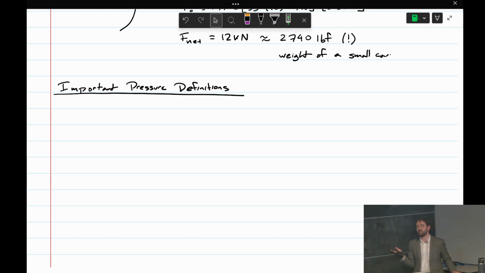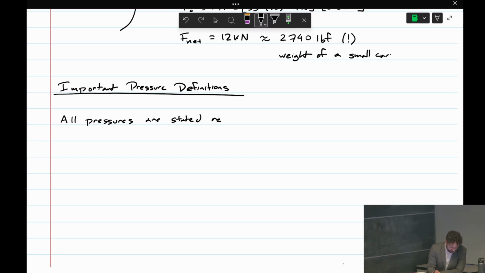Like in Celsius, you can also equivalently give the same temperature in units of Kelvin, and Kelvin is referenced to absolute zero. So it's very similar for pressure. We can reference to absolute, which is complete vacuum, basically no molecules at all, or we can reference to gauge, which is relative to atmosphere. So all pressures are stated relative to a reference pressure.